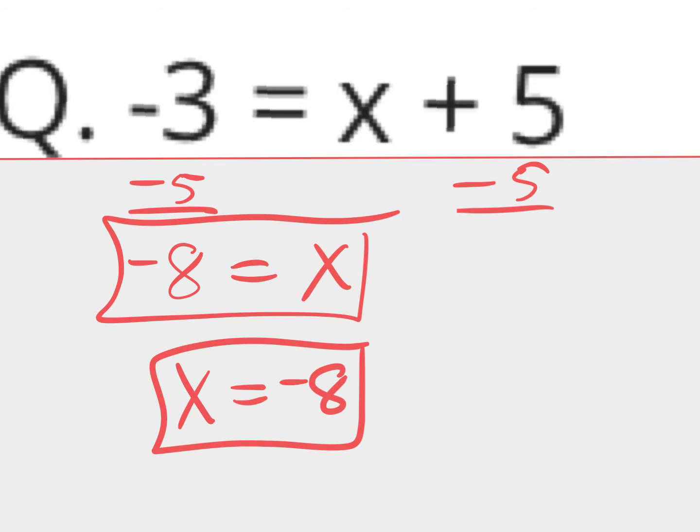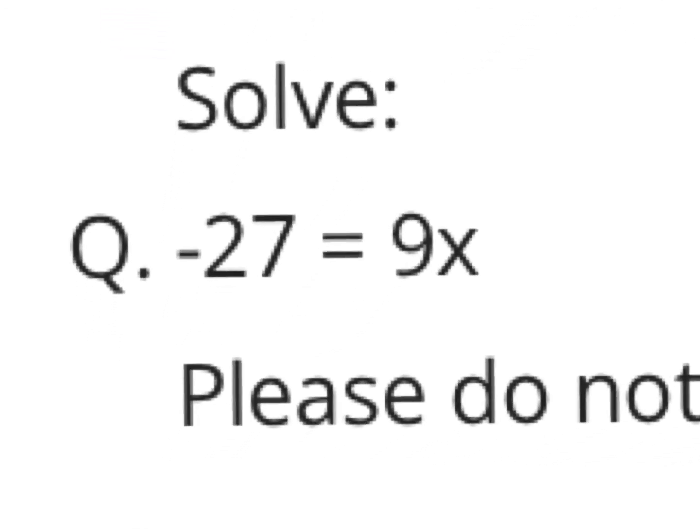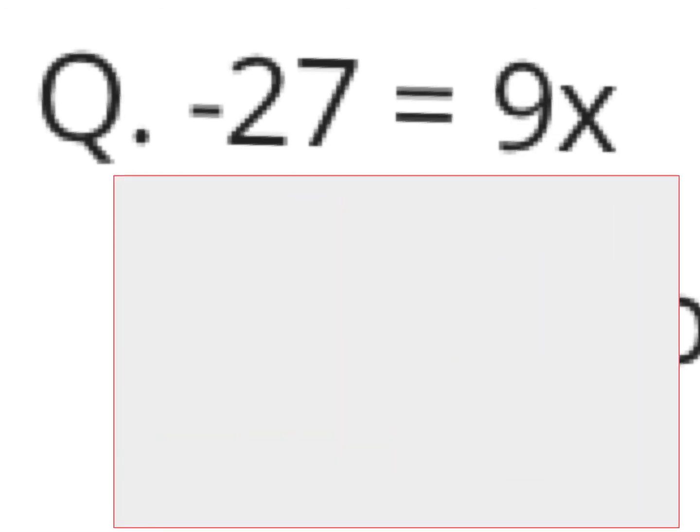Let's move on. Question number 7 says solve, and once again, the x is on the right side of the equal sign. So, I want to get x by itself, so you got to think, what is actually happening on the right side? Does it say 9 plus x? No. Does it say 9 minus x? No. There is no sign between the 9 and the x. That means 9 times x. So if you don't want that multiplication of 9, you got to get rid of it by doing the opposite, which is dividing by 9.